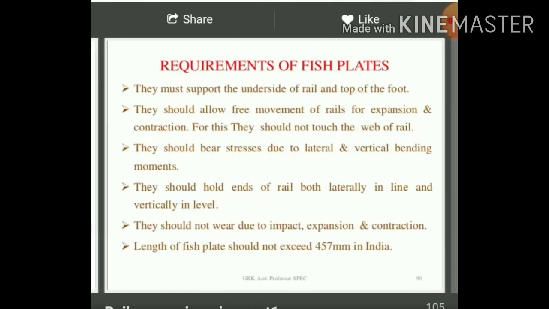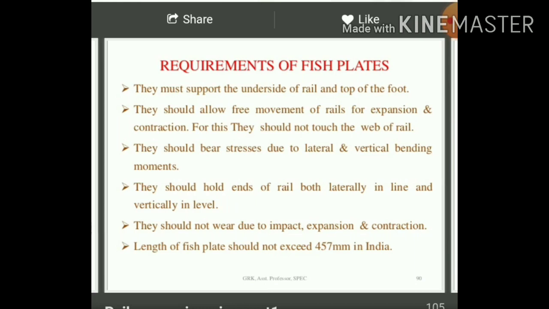Coming to the requirements of fish plates, the fish plates must support the underside of the rail head and the top of the foot, and the fish plate should allow the free movement of rails for expansion and contraction. For this, they should not touch the web of the rail.